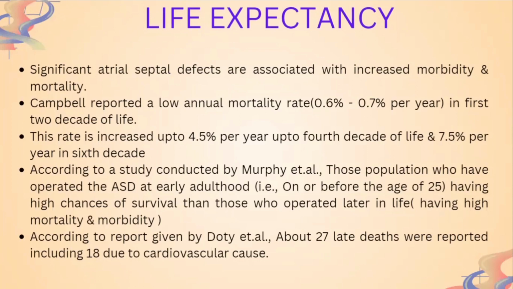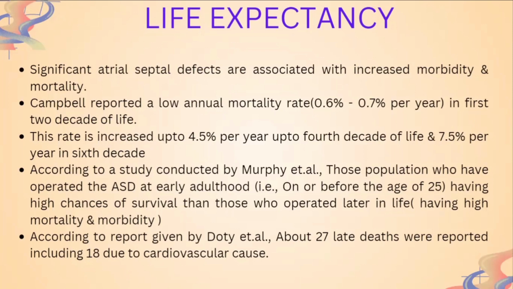Then life expectancy in ASD. Mainly, atrial septal defects are associated with increased morbidity and mortality ratio. According to the Campbell report, the annual mortality rate in ASD is 0.6 to 0.7% per year in the first 2 decades of life, that is up to the 20s, which increases up to 4.5% per year up to the 40s, that is the fourth decade of life, and further increases to 7.5% per year in the sixth decade, that is up to your 60s.